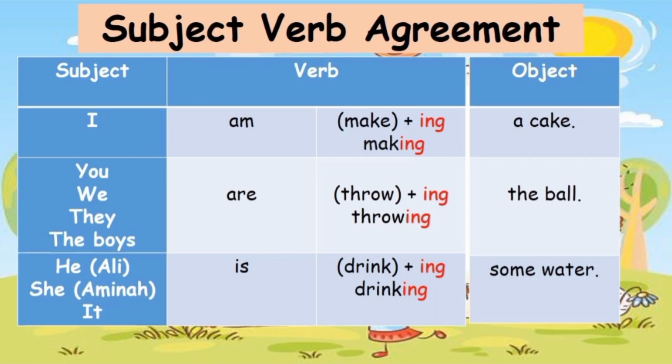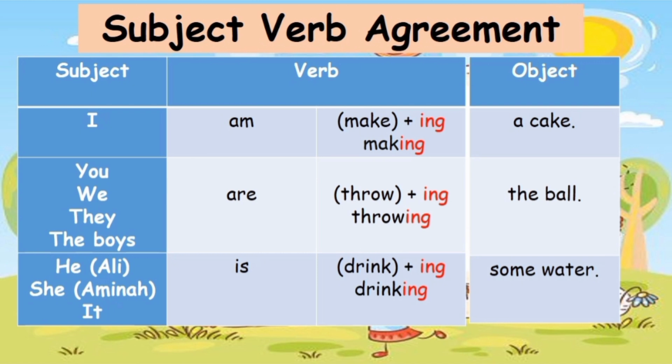To make it easier for you to understand, untuk membuatkan kamu lebih senang faham, I prepared a table. Saya sudah sediakan satu jadual. Please look at the subject-verb agreement table. In this table, as you can see, every time we use am, are, or is, they must be followed by verb plus ing. Seperti yang kamu boleh lihat, setiap kali kita guna am, are ataupun is, mesti diikuti dengan kata kerja tambah ing. Example, the first one, make plus ing becomes making. Make tambah ing menjadi making.